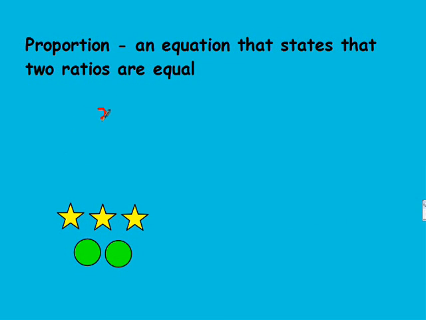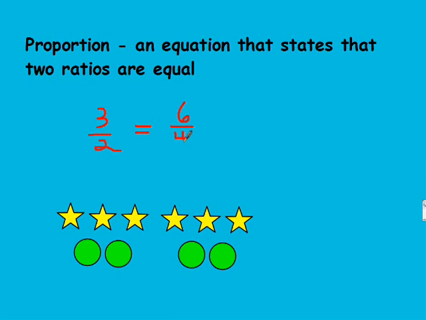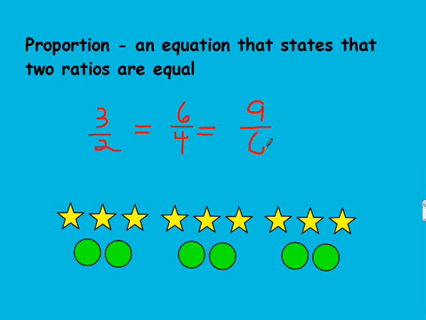A proportion is an equation that states that two ratios are equal. So there are 3 stars and 2 circles, but if we drew another set of those, there would be 6 stars and 4 circles. If we drew yet another set, there would be 9 stars and 6 circles. And we could keep going.